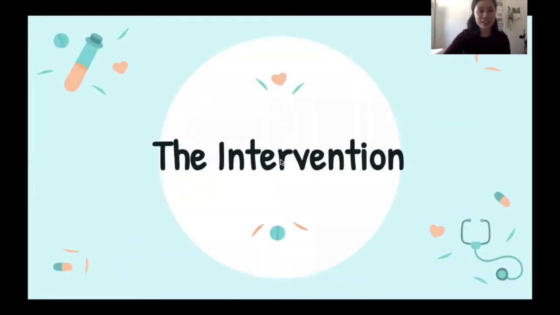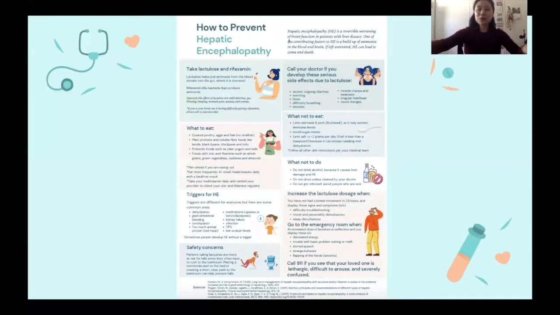The intervention. So here is my beautiful handout that I made in conjunction with the two nurse practitioners, the CNS, the nutritionist, and my preceptors. And you will see here, there's several sections. So I also did a review of the literature first, and then got input from all of these stakeholders to make this handout. So the first section is about taking lactulose and rifaximin. This is the most important section because lactulose helps pull ammonia from the blood and excrete it.